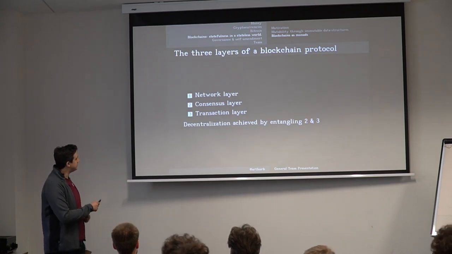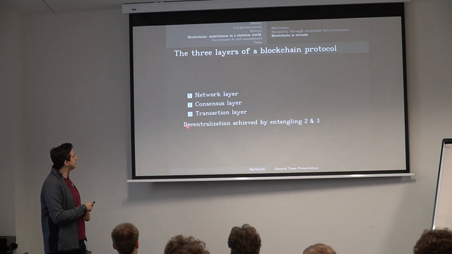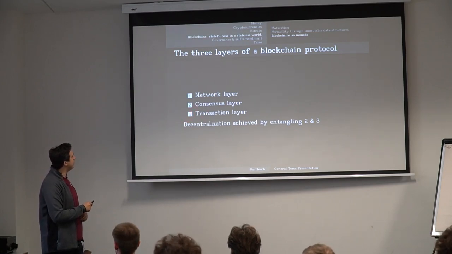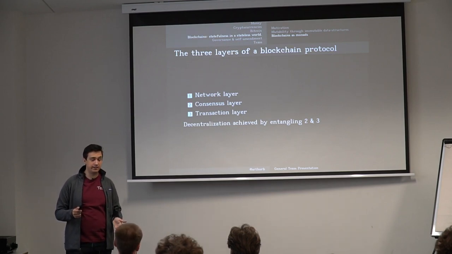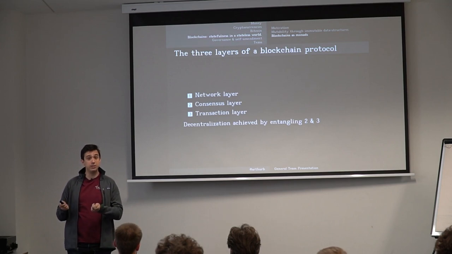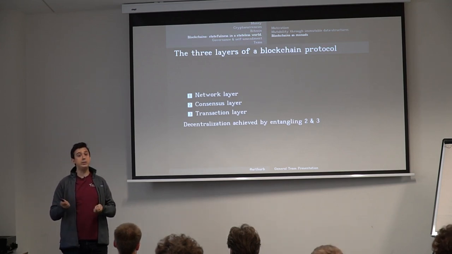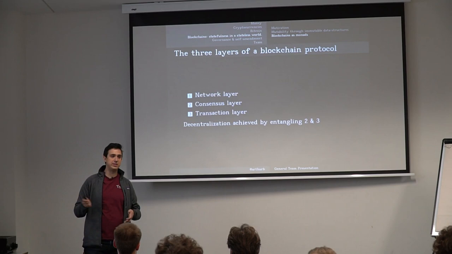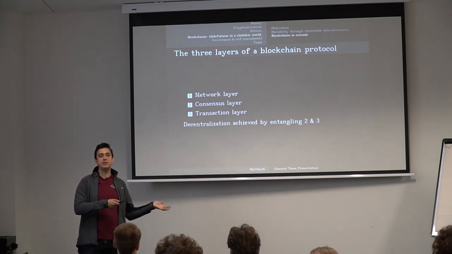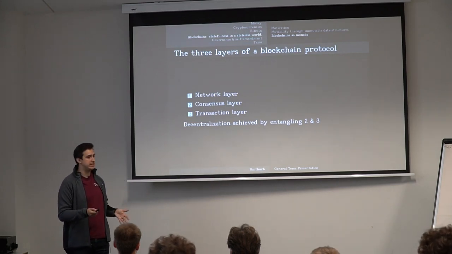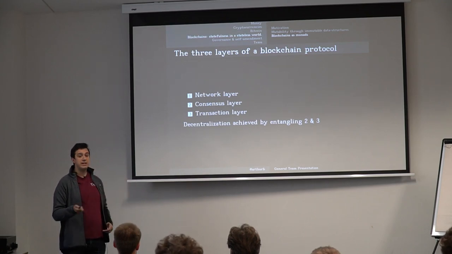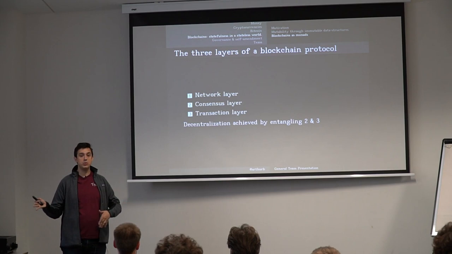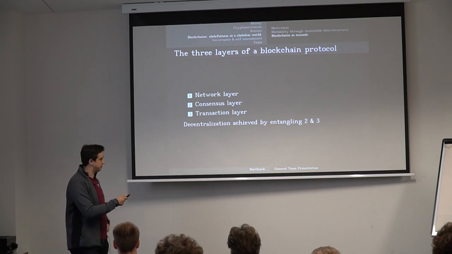And the way you get decentralization is by entangling two and three, essentially. You're going to say, I'm going to use some stuff in my transaction layer to get consensus. The way this works in Bitcoin is that, and I didn't mention this, when you create a block, you get rewarded with newly created Bitcoins, so that you can transact at a later point. So you get some economic incentive for going to consensus. And that's the general idea of this blockchain protocol: creating economic incentives for people to behave honestly and inside the protocol.